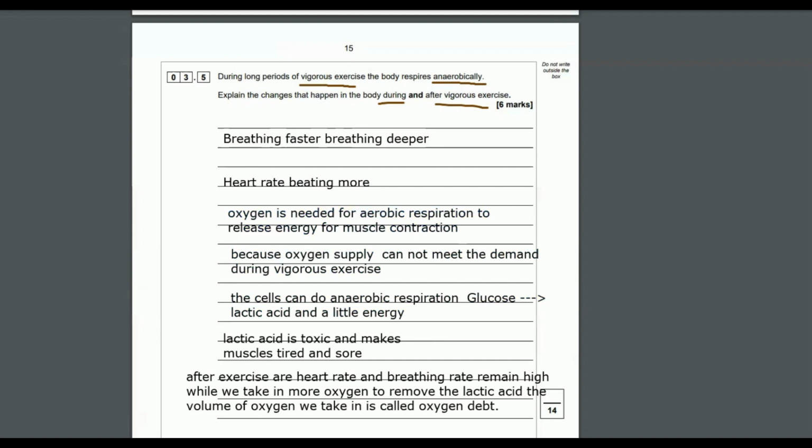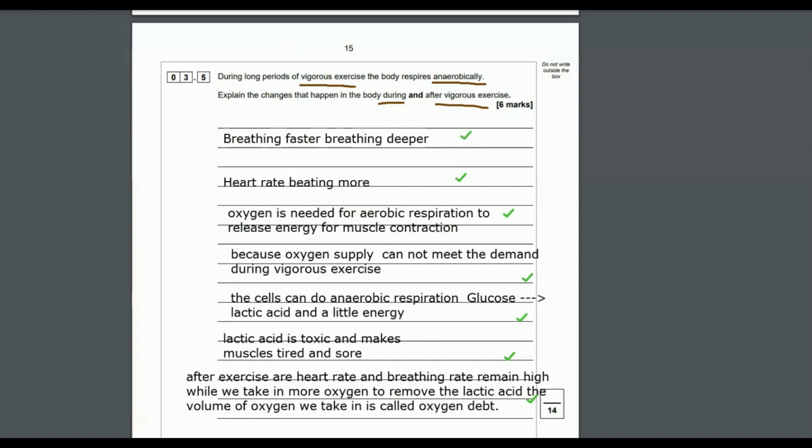Now, I did mention sweating. We could talk about sweating. We sweat in order to keep our temperature stable because respiration as a side effect releases heat energy. So when we're doing aerobic respiration or anaerobic respiration, we're breaking down glucose, they're exothermic reactions and they release heat to the surroundings and that warms our body up.